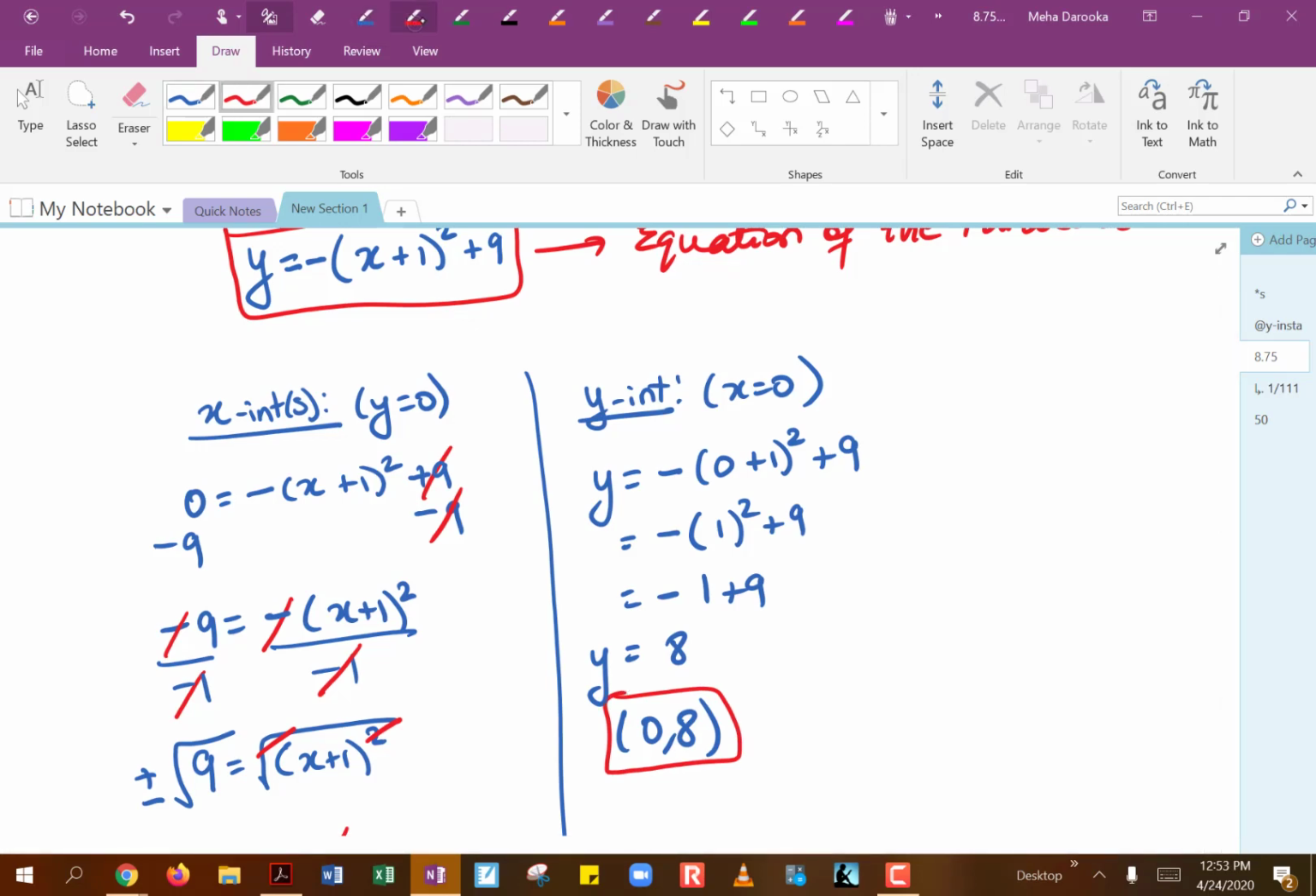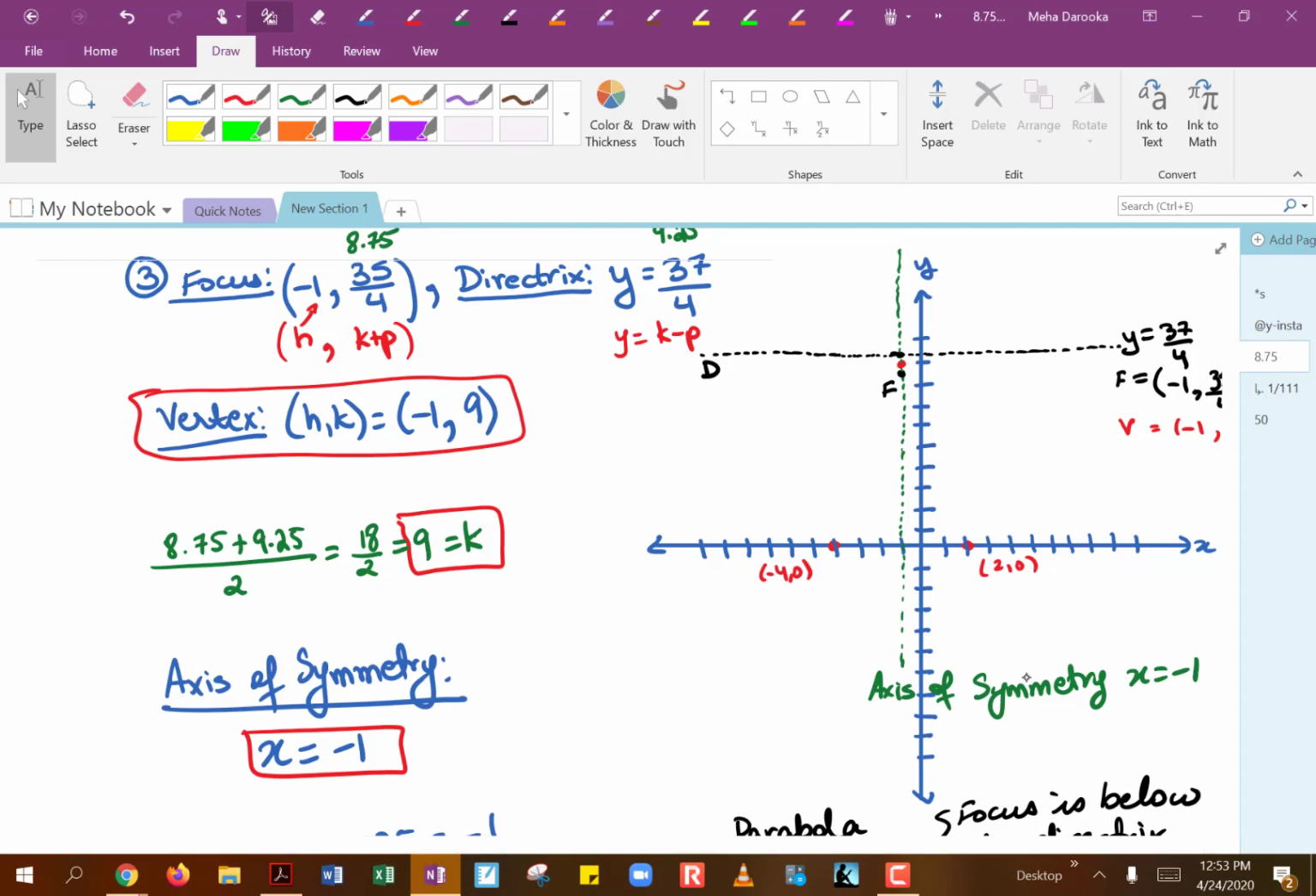So let's see, 0, 8 will be right over here. And if you use the idea of symmetry, then you should have -3, 8 also as a point on the line. Sorry, -2, 8, not -3, 8. -2, 8, there we go. And then this here was our focus.